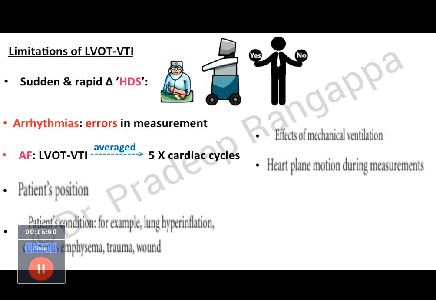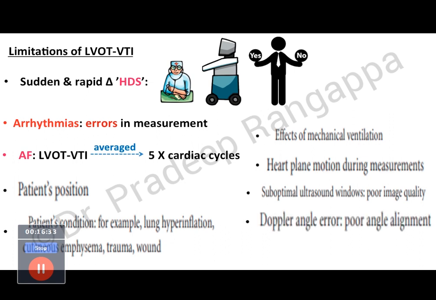So if there are movements during measurements, that also can be falsely interpreted. I think a suboptimal ultrasound window with poor image quality can be a problem, because I'm sure all of you agree there are certain instances where no matter what you do you won't get a window, and you may just not be able to do LVOT. Or if you have a patient with huge ascites, with emphysema, or any of these conditions, it is very difficult to get a good window. And these are some of the problems or fallacies where we may not be able to ascertain the volume status.